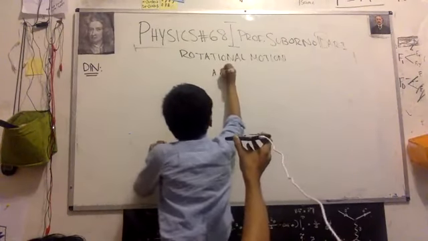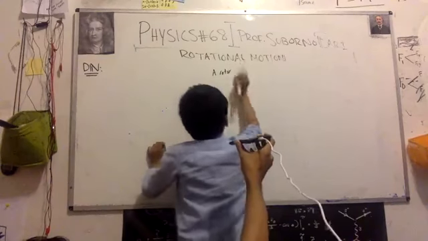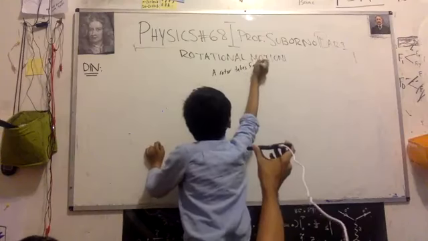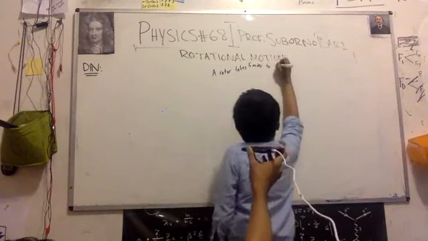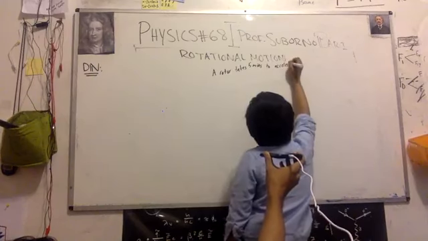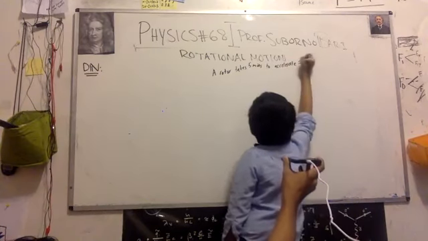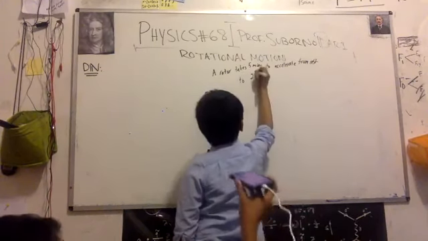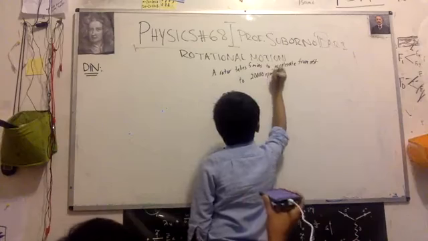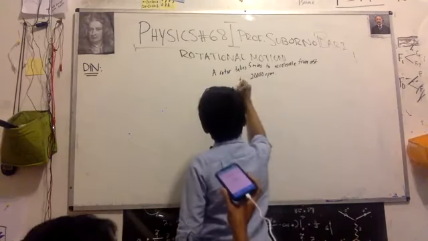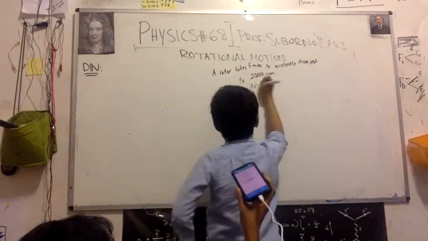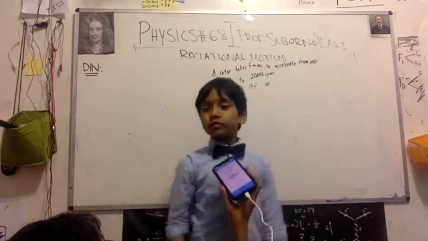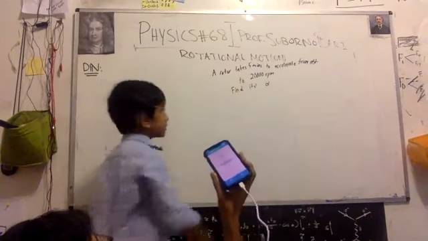So a rotor takes 5 minutes to accelerate from rest to 20,000 RPM. So find its angular acceleration.